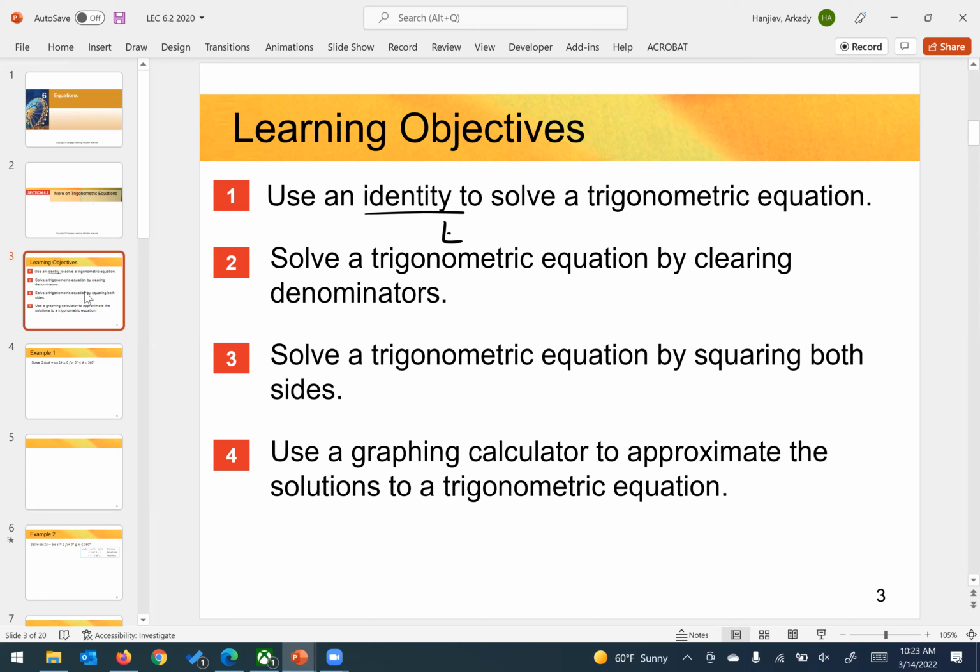Using identities. In fact, if we want to, we're going to do like this. I'm going to do a problem. You guys get to do a problem. Good. Next is we're going to work with fractions. So we're going to be clearing denominators. That's going to be 3 and 4.